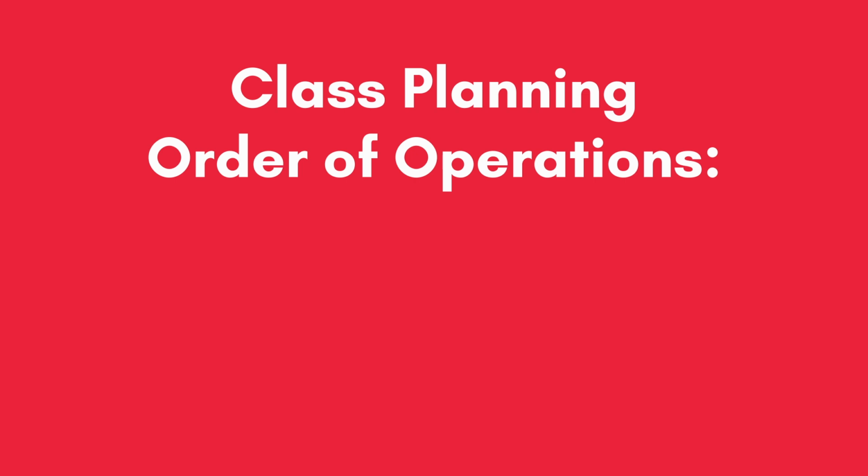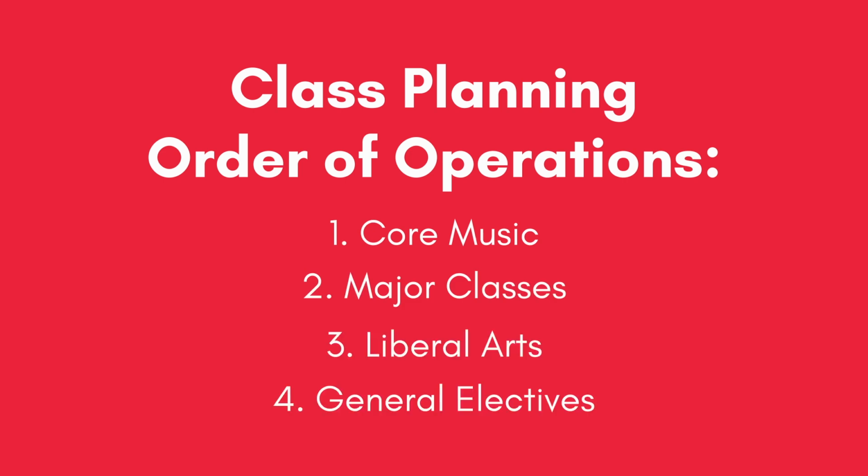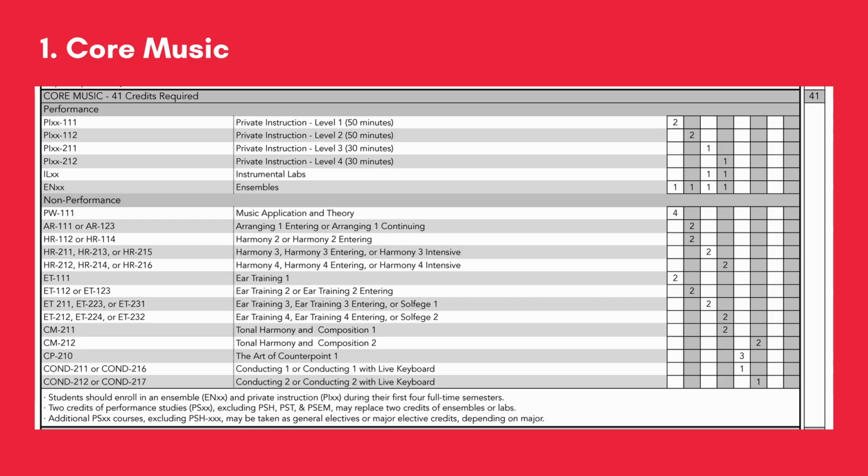The easiest order of operations we recommend to fill out your future classes goes like this: core music, major classes, liberal arts, and general electives. The order that you take core music classes in are very linear, and you can actually get into some difficult situations by skipping semesters of classes like private instruction or ear training, so make sure that these classes are your first priority when you're making your course map.